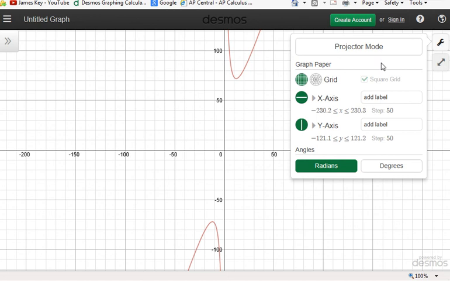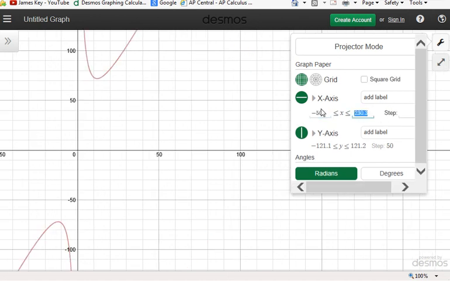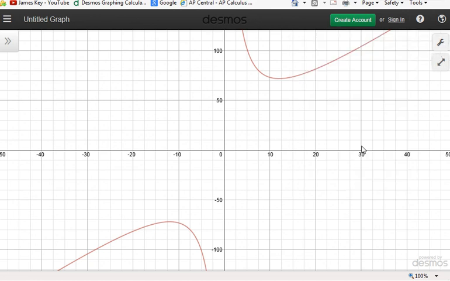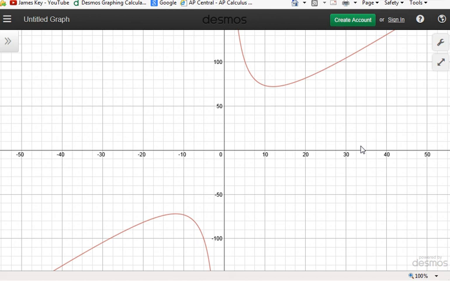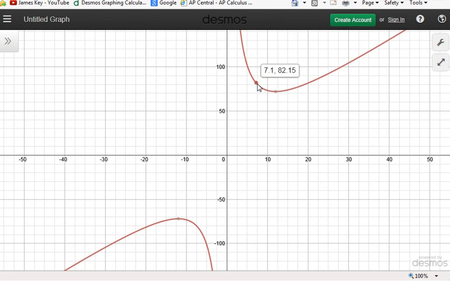Okay, so let me see if I can fix up my x parameters here. We'll go negative 50 to 50. All right, now I can actually see more of the graph. Better use of my screen. Okay, right here, can I drag on this curve somehow? All right, we see that there's a minimum at 12, 72. Is that really the min? And a maximum point at negative 12, negative 72.